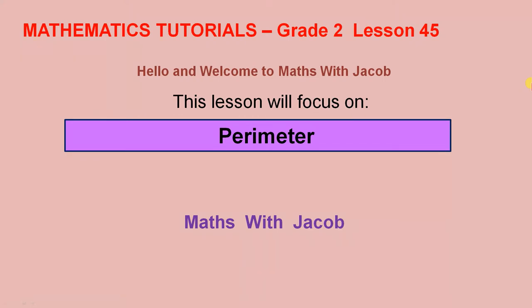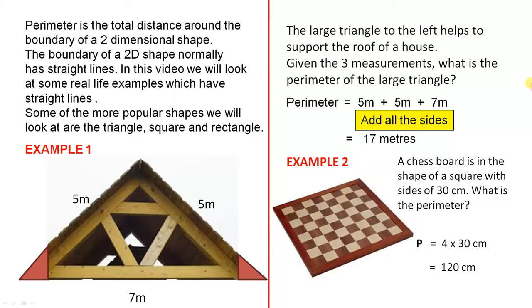This lesson will focus on perimeter. Perimeter is the total distance around the boundary of a two-dimensional shape. The boundary of a 2D shape normally has straight lines. In this video we will look at some real-life examples which have straight lines. Some of the more popular shapes we will look at are the triangle, square, and rectangle.